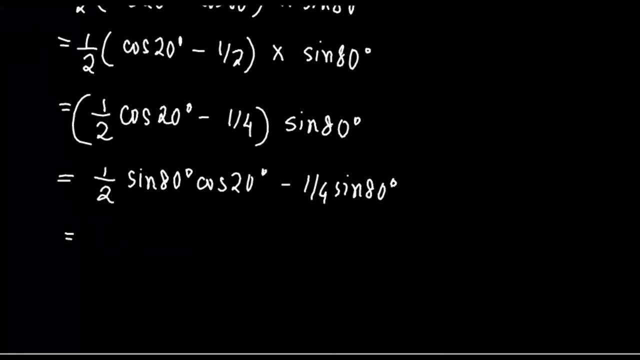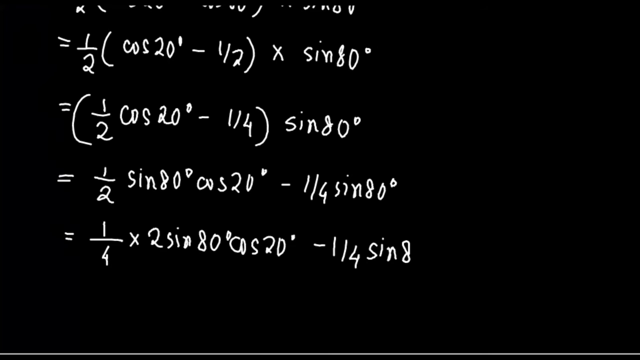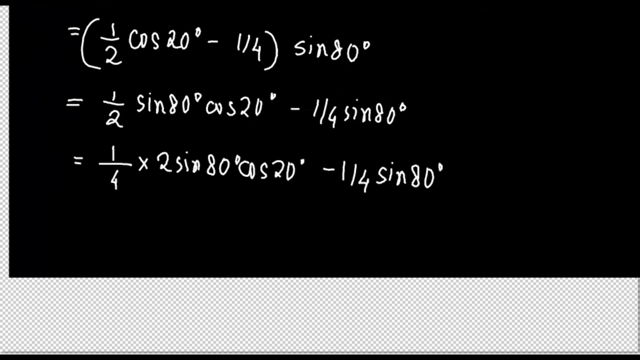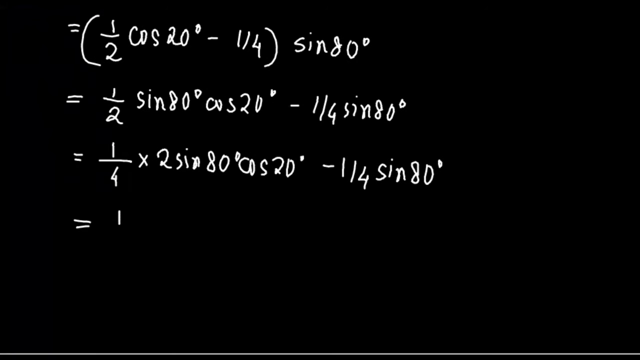Now, again, we know a formula, that is 2 sine a cos b. For that we need 2, but there is no 2 in the numerator. So again we will multiply and divide by a half. So it will become 1 by 4 into 2 sine 80 degree cos 20 degree, minus, it will remain the same, 1 by 4 sine 80 degree. So it is 1 by 4 into, now it is the 2 sine a cos b formula.